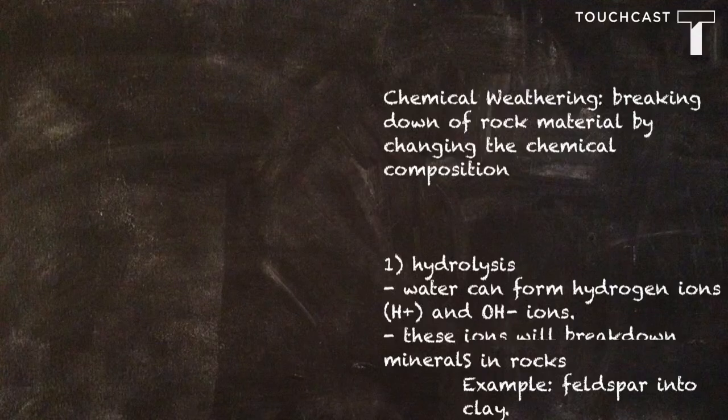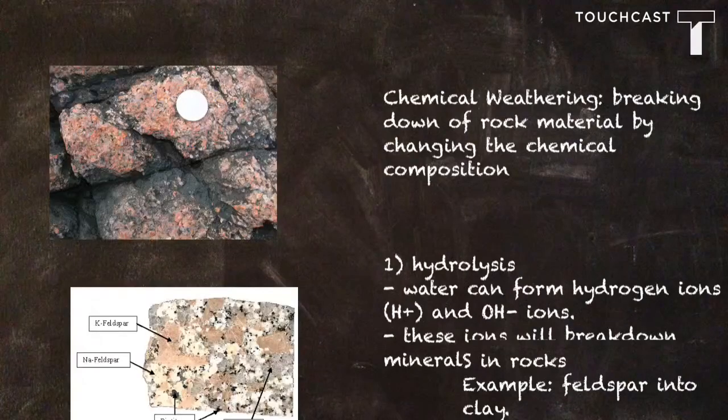So this is part 2 of our weathering videos, and in this video I'm going to be talking about chemical weathering. Chemical weathering is when rock is broken down, but the material that it's broken down into has a different chemical composition than the original rock, which in our last unit we called our parent rock.